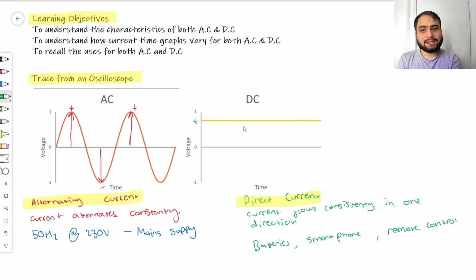For now, all you need to understand is that AC current is a current that alternates constantly. In the UK, it alternates at 50 hertz at 230 volts, and that's our main supply. And then also we have DC, which is direct current, which is the current flowing consistently in one direction. And some uses for that are in batteries, smartphones, and remote controls.